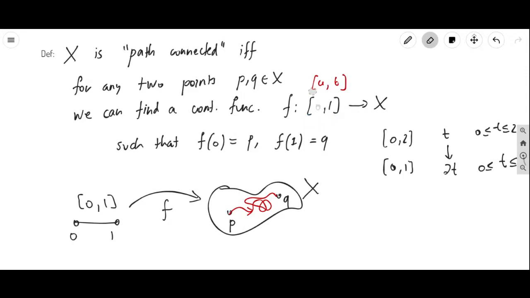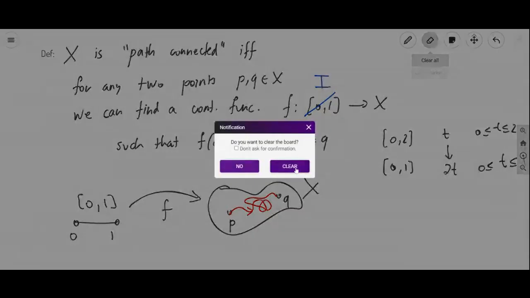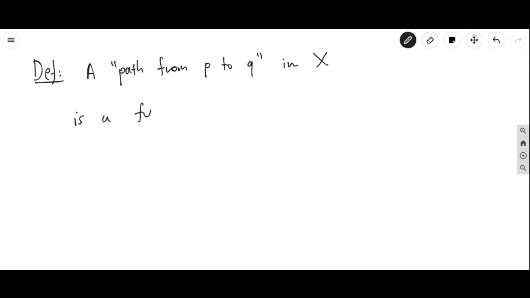And we often use the notation, we just call this I for the unit interval. So to save space, we'll refer to this interval as I in this lecture and probably a few other lectures. So that's what is known as a path-connected space. And this is known as a path. So let's actually single out this definition. Let's just add this. So a path from P to Q in X is a function.